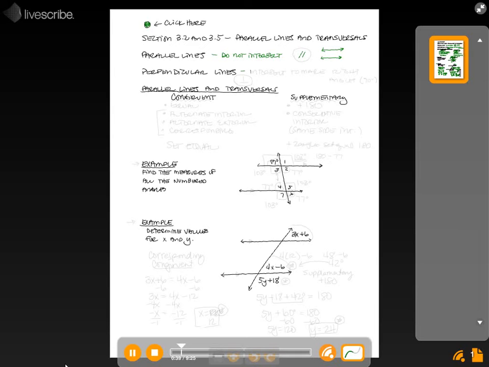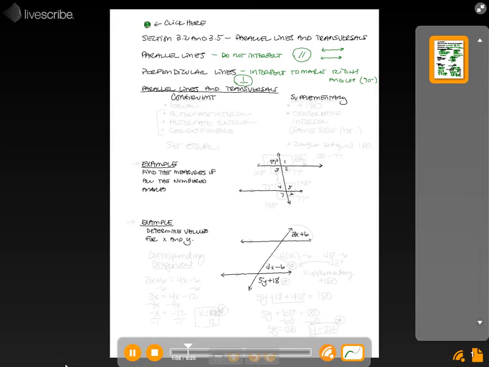Perpendicular lines do intersect, and they intersect to make right angles or 90-degree angles. And this is our symbol for perpendicular. It's that upside down T. Okay, remember parallel is two lines off to the side, and upside down T means perpendicular.